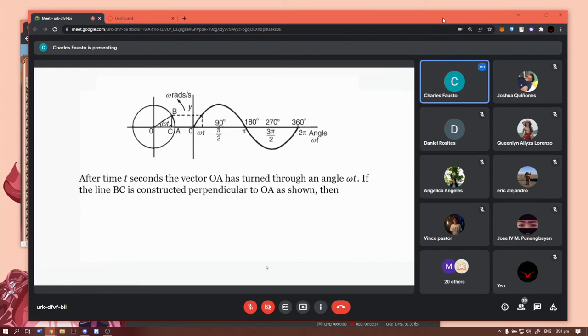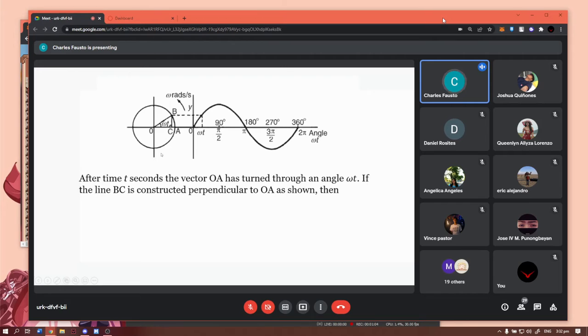So, kung susuriin natin maigi, after time, yung t, seconds, no? The vector OA, so makikita natin dito yung O, yung origin, hanggang dito sa A, no? Ito yung sa vector, as turned through an angle of omega t. So, asan ba yung omega t? Ito, yung nasa gitna na to.